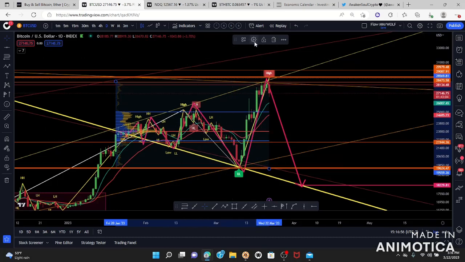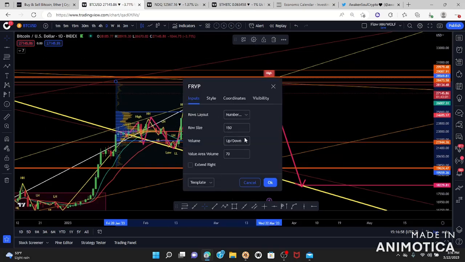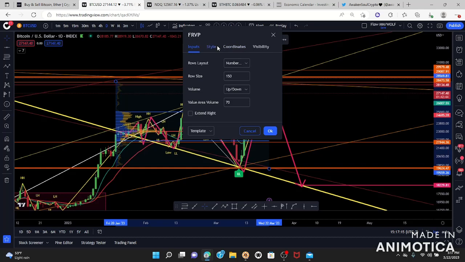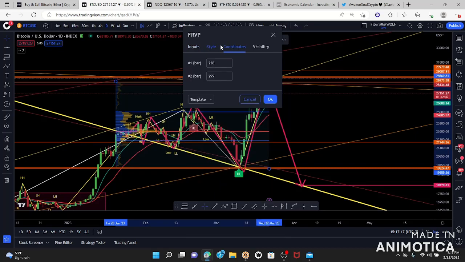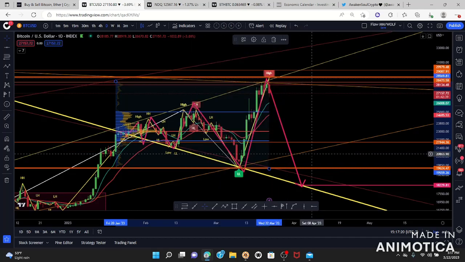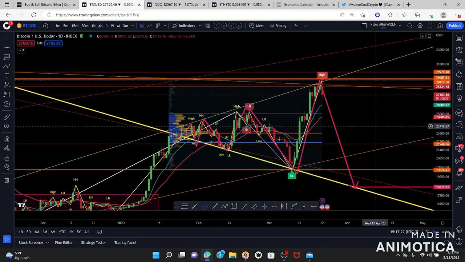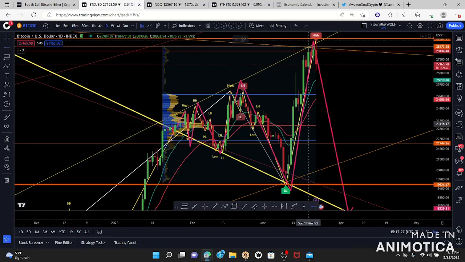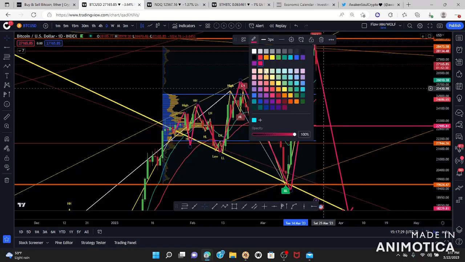And let me show you the settings, because I did change the settings. So I have row size 150, volume area 70, but the style, I think 30, right? Yeah. So if you want to screenshot it, those are my settings. Okay. So my first target will be my point of control, right? Right here. So just mark it, tag it.